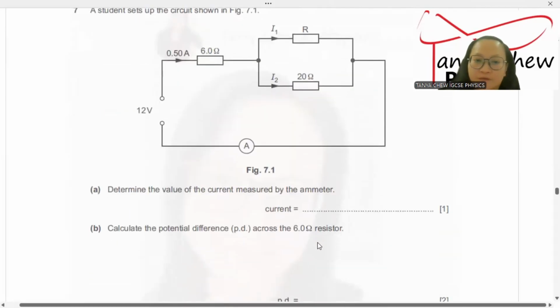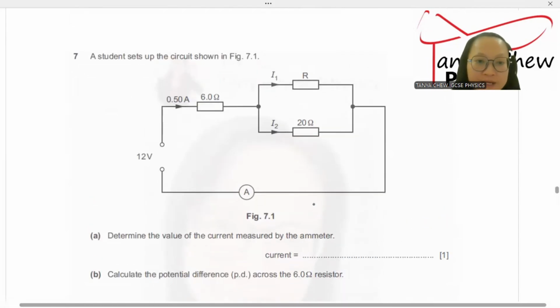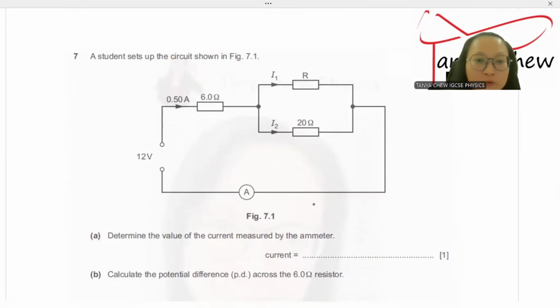Now, number 7, a student sets up the circuit shown in Fig 7.1. A, determine the value of the current measured by the ammeter. So the current measured by the ammeter is the same current that is flowing through the 6 ohm. Same amount of current flowing out from the 12-volt battery must be the same amount of current flowing back to the 6-volt battery. So it is 0.50 ampere.